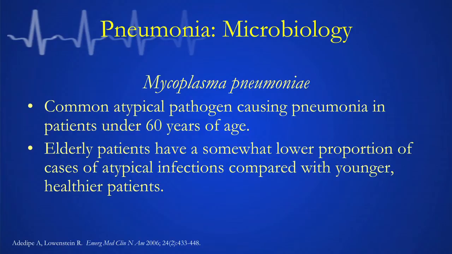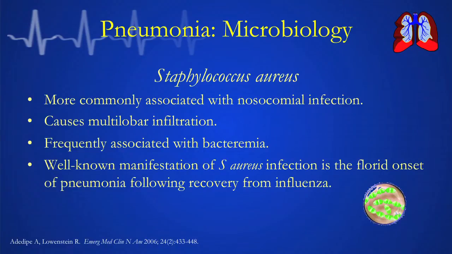Mycoplasma. Common atypical pathogen causing pneumonia in patients under 60. Elderly patients have a somewhat lower proportion of cases of atypical infections compared with younger, healthier patients. So this isn't the most common one, but you can keep it in the back of your mind. Staph aureus, we talked about this briefly.